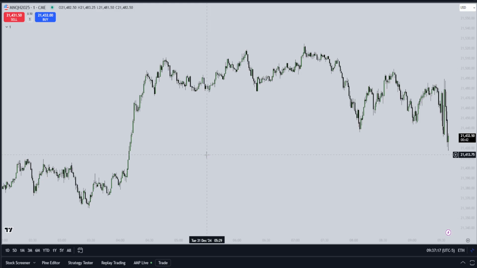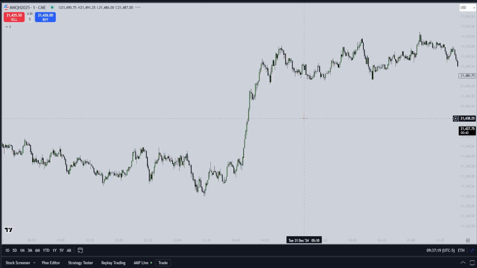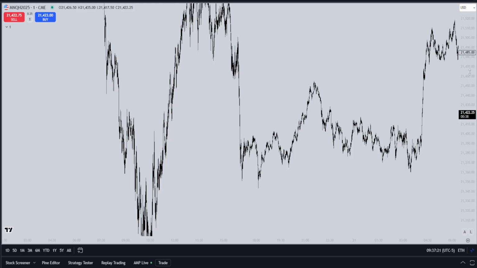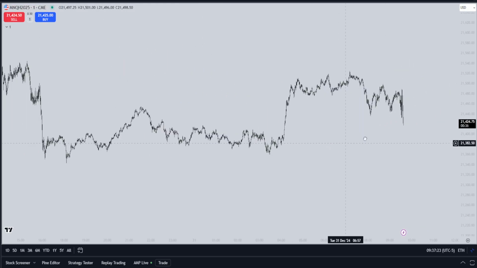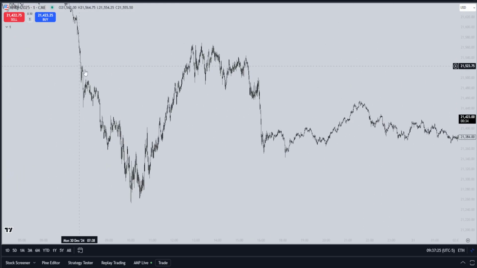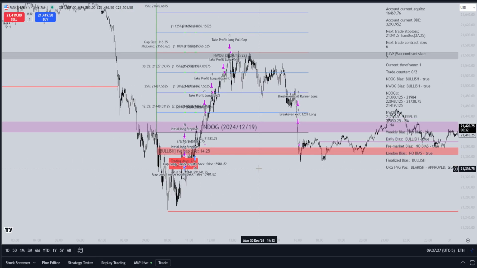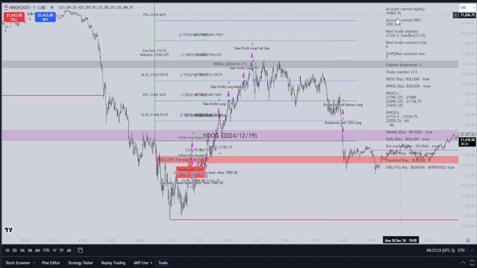So if I followed my algorithm to the T, to perfection, and only used those exits, then I would have been in profit of around, I think, $800. As you can see, we went from 15,500 to 16,469.